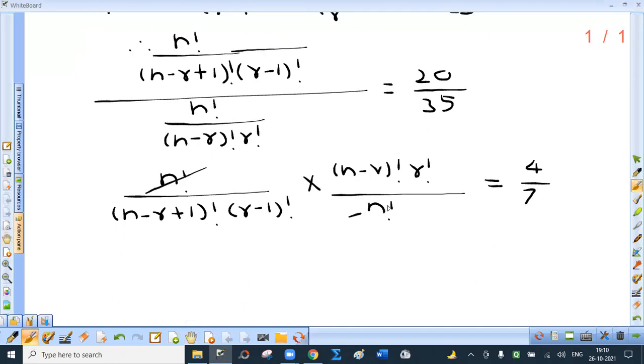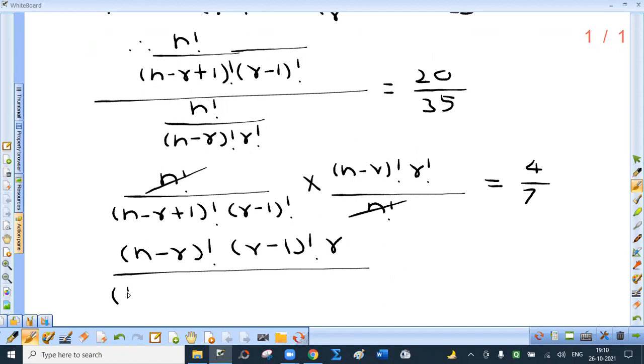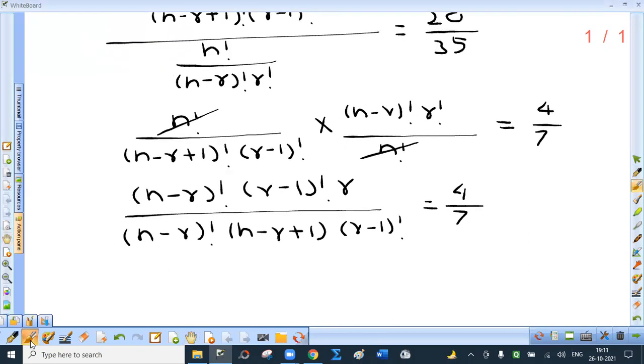This n factorial gets cancelled. Now, next part, n minus r factorial into, what is r factorial? r minus 1 factorial into r. What about the denominator? n minus r plus 1 factorial is n minus r factorial into n minus r plus 1, into r minus 1 factorial, is what? 4 upon 7. See what gets cancelled? n minus r factorial gets cancelled, r minus 1 factorial gets cancelled. So r upon n minus r plus 1 is 4 upon 7.